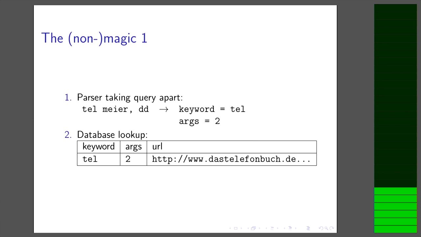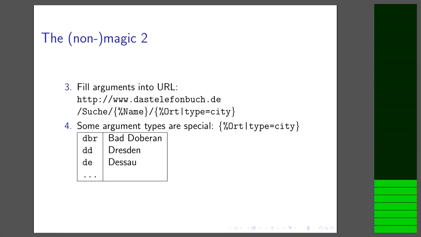So what's the magic behind it? No big magic, actually. There's a parser taking the query apart. So from tell Maya, DD, we know keyword equals tell, argument count equals 2. We do a database lookup, we get a URL. That URL has placeholders. We fill in the search arguments into the placeholders. Some placeholders are special, like ort in this case. So ort is of type city. So for cities, we have a mapping table for every country. In that case, the input DD gets replaced with Dresden, and then Dresden goes into the URL, and this URL gets redirected.